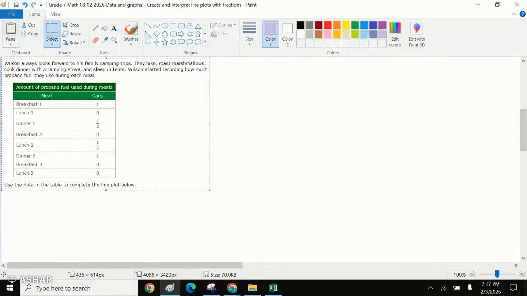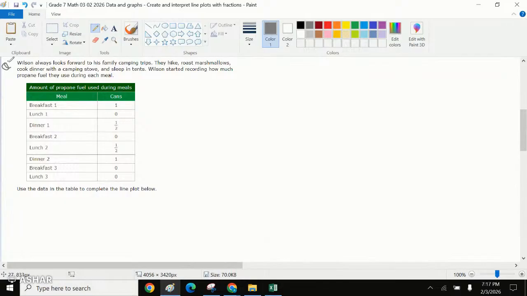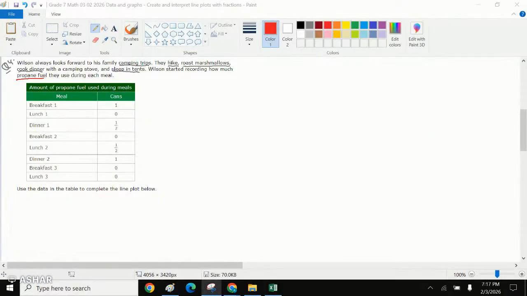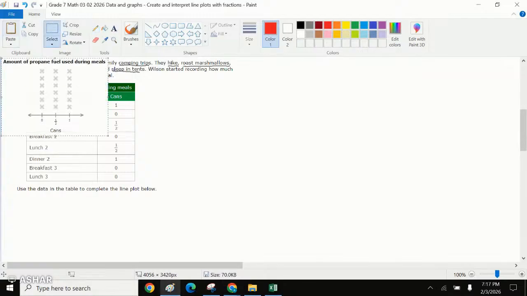So if this is the given question in question number 4, what they're saying is Wilson always looked forward to his family camping trips. They hike, roast marshmallows, cook dinner, sleep in tents, right? These are the things they're doing. Wilson started recording how much propane fuel, how much burning cooking fuel they needed. So for breakfast, they used 1 can, lunch, they did not, dinner, half, and so on, right? So we have the diagram given to it. Let's complete this. Let's say the given diagram was something like this, and we just need to put the values of x to complete this.